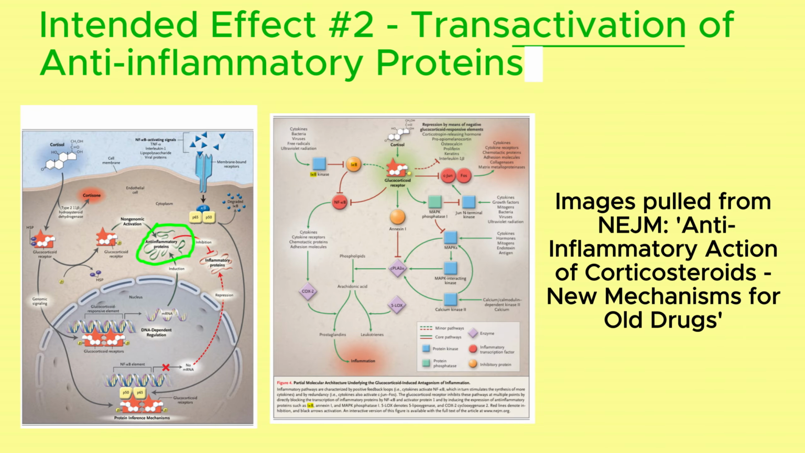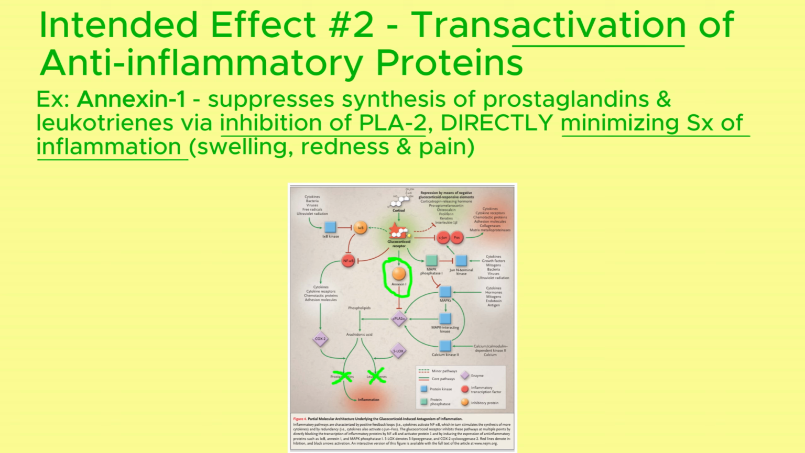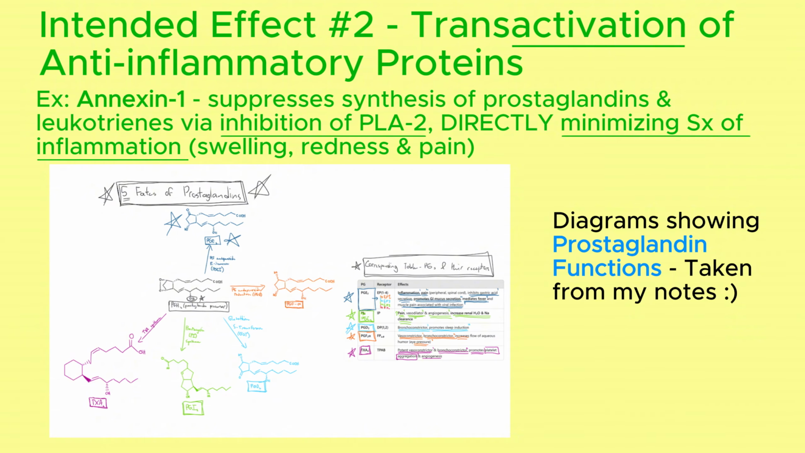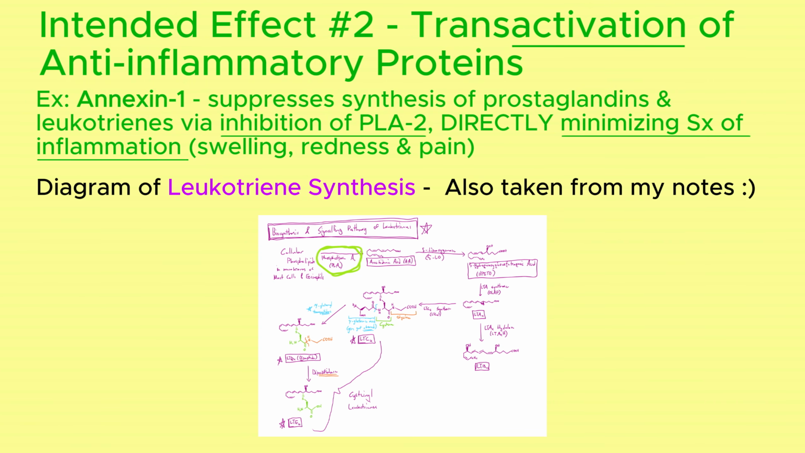On the other hand, corticosteroids activate or upregulate the expression of genes that encode for proteins that are anti-inflammatory. One commonly known anti-inflammatory protein that's synthesized from corticosteroids is annexin 1, a protein that inhibits phospholipase A2, which is an enzyme that facilitates the synthesis of prostaglandins and leukotrienes, both of which are molecules that are causative of symptoms and inflammation, including swelling, redness, and pain.